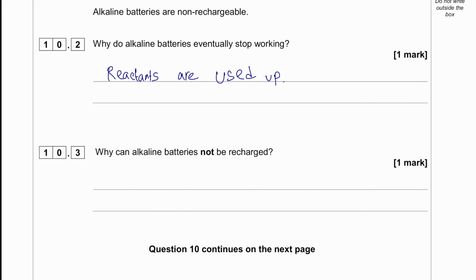All right, so why can alkaline batteries not be recharged? The reaction in this case cannot be recharged because it is not reversible. The reaction is not reversible.